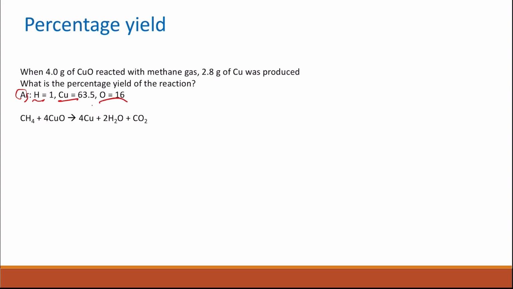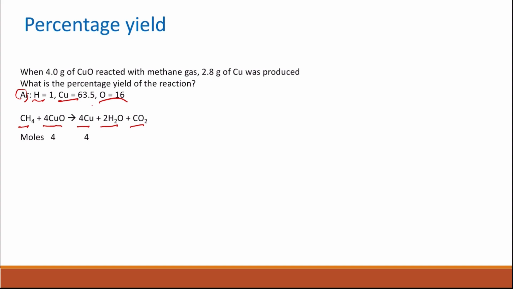So the first thing you need to do is to write the balanced equation in order to accurately calculate the expected amount of product that should be produced, or the maximum expected product mass. So in this reaction, 1 mole of methane reacts with 4 moles of copper oxide to give you 4 moles of copper, 2 moles of water, 1 mole of carbon dioxide.